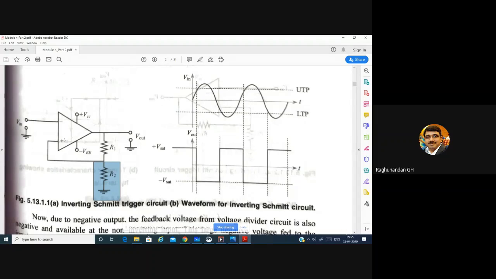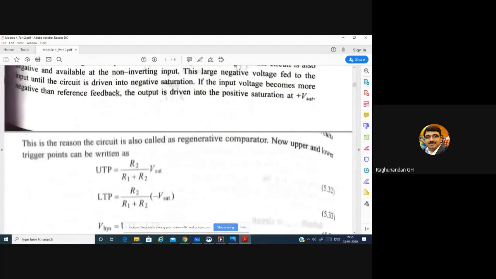Now we have the upper triggering point and the lower triggering point. First we'll study how we fix this UTP and LTP level. The UTP and LTP levels are DC levels, so you can see it is a straight line. It is fixed, and this other one is also fixed. How are we going to find them? To find them, we use these formulas.